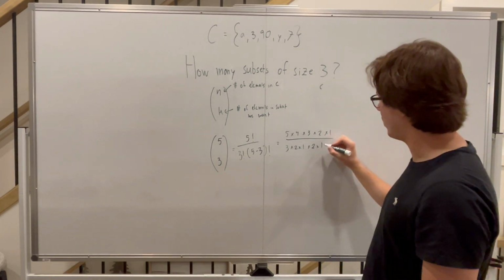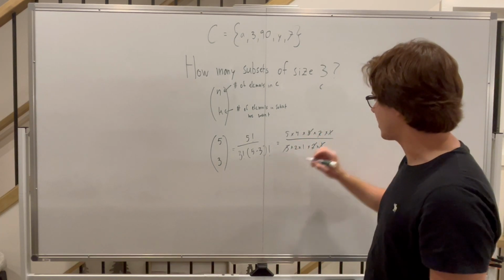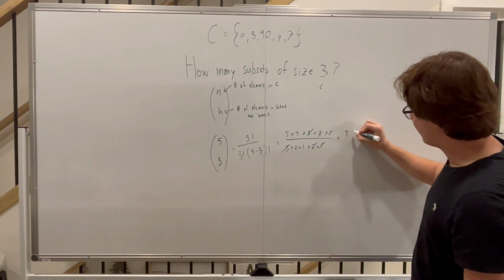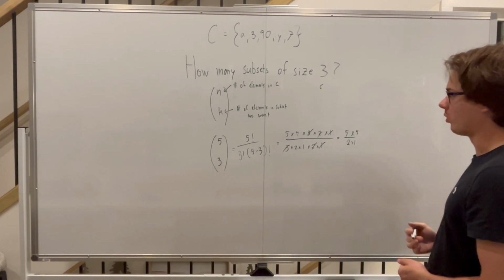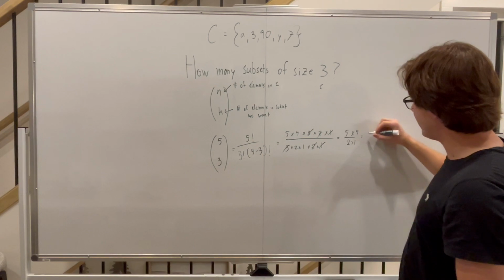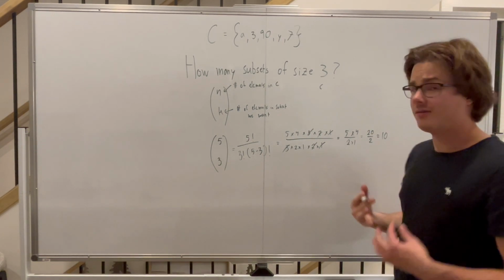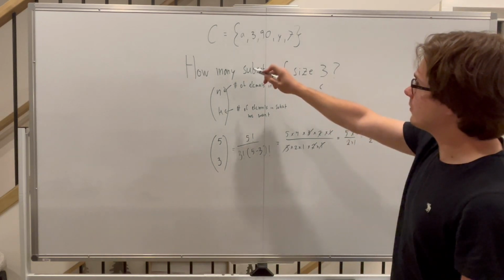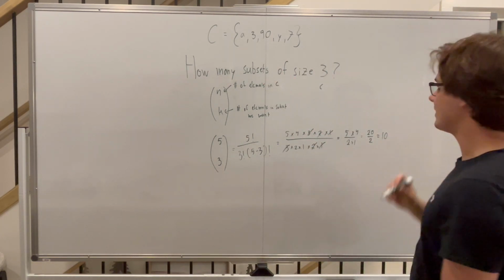Fantastic. What do we notice here? Well, the 1's cancel, the 2's cancel, and the 3's cancel. So what we're asking is 5 times 4 over 2 times 1. That is really what we're computing here. And that is the same as saying 20 over 2, which is going to be 10. Fantastic. So we know the number of subsets of size 3 that C has is going to be 10.